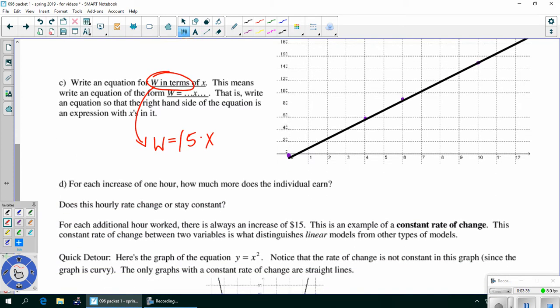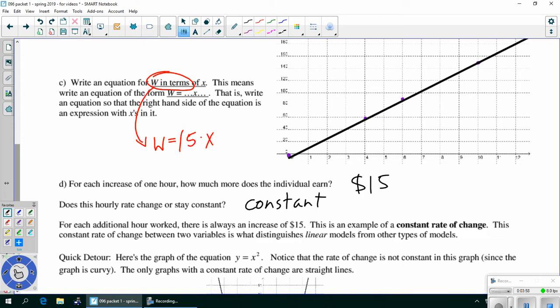For each increase of 1 hour, how much more does the individual earn? Well, $15. Does this hourly rate change or stay constant? Well, it stays constant. Every hour you make 15 bucks. It doesn't change. Your salary doesn't change.